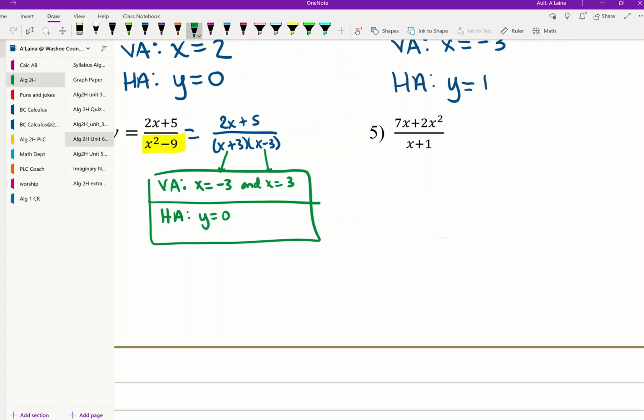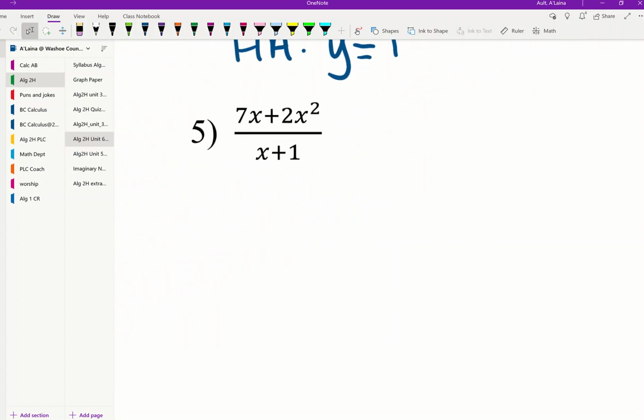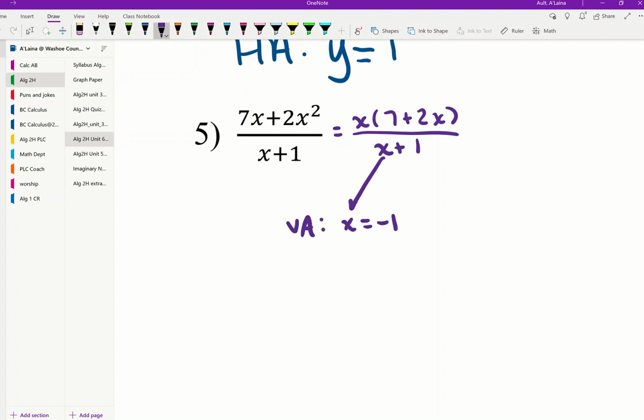Number 5. Again, I need to start by making sure everything is factored. This one, the numerator, can be factored with a GCF. The denominator is already factored. The denominator will give me the vertical asymptotes. This one only has one factor, so it's only one vertical asymptote.